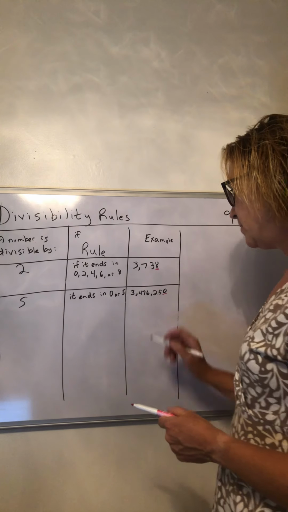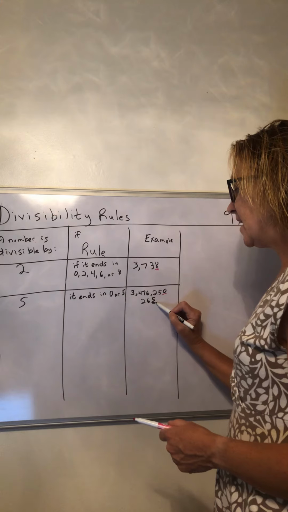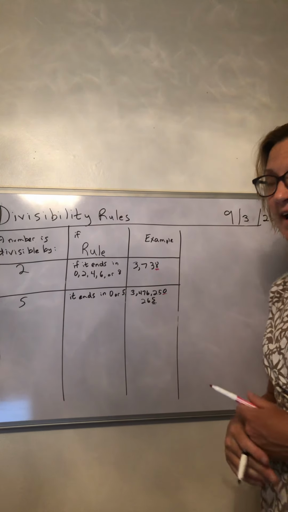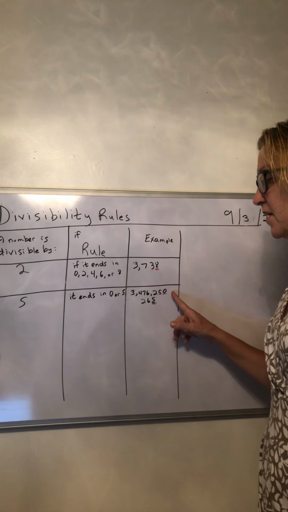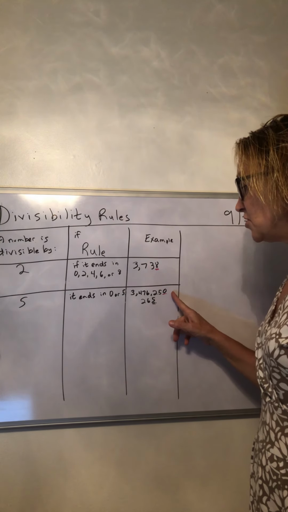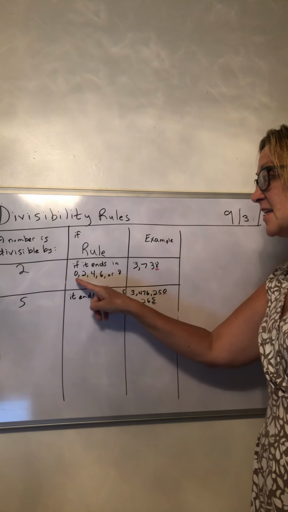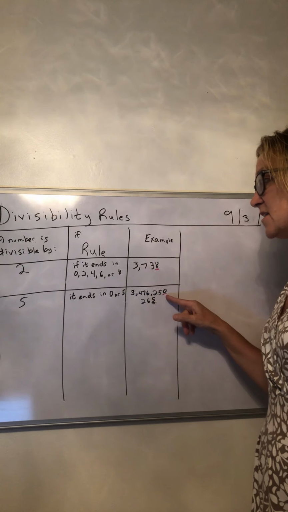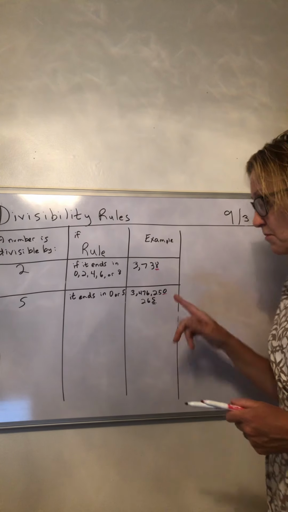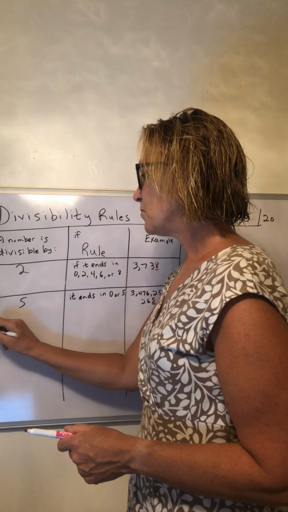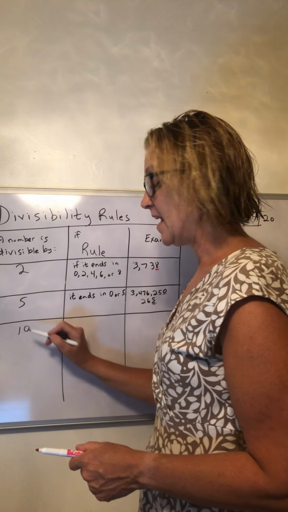Another example could be 265. Since it ends in 5, it's evenly divided by 5. And if you look at this 3 million number, 3,476,250, it's not only divisible by 5, but since it ends in a 0, an even number, it's also divisible by 2. And we're going to see the next rule that is one of those rules where we look at the end number, the rule for divisibility by 10.